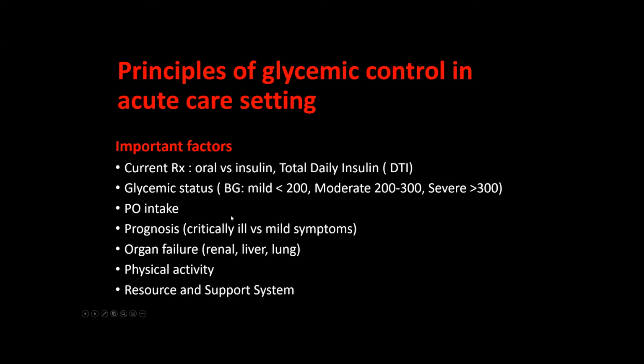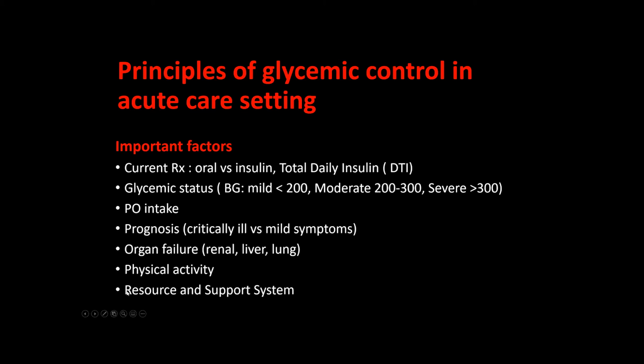We have to ask about the PO intake. Are they eating well, or are they not eating well? Are they NPO? And then the prognosis. Are they very sick, critically ill, or do they have just mild symptoms? And then organ failure. Do they have liver failure, renal failure, respiratory failure? What's their physical activity? Can they walk around, or are they totally bedbound?